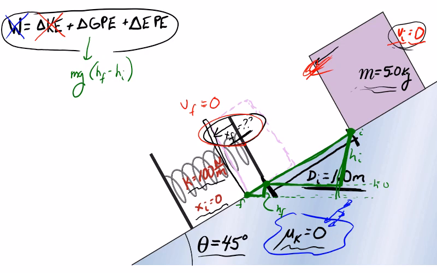Last but not least, I have my elastic potential energy. Do I have a spring? You betcha, I have a spring. So I have 1/2 k times my final compression squared minus my initial compression squared. But to make it a little bit easier before we even start this, my initial compression is 0. So I'm just going to go ahead and erase it, but I wanted to remind us that we do actually have it in there.